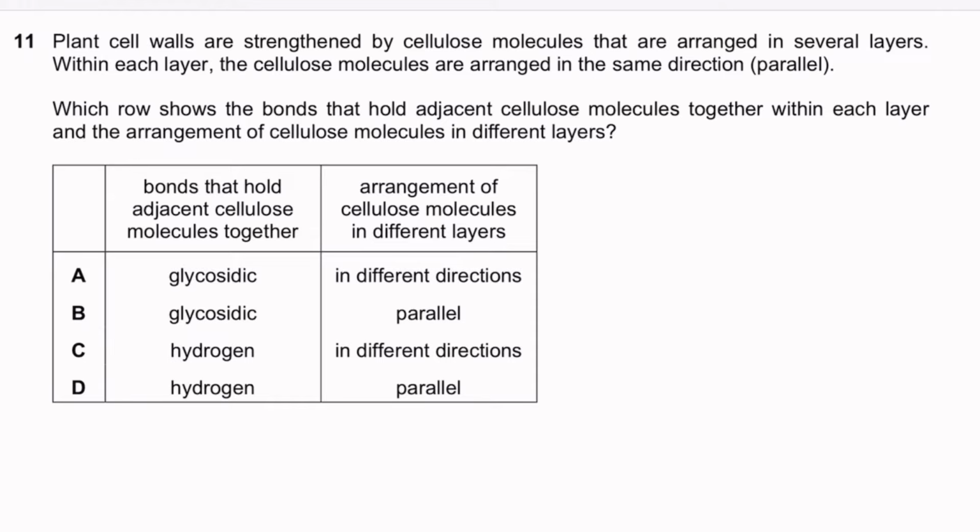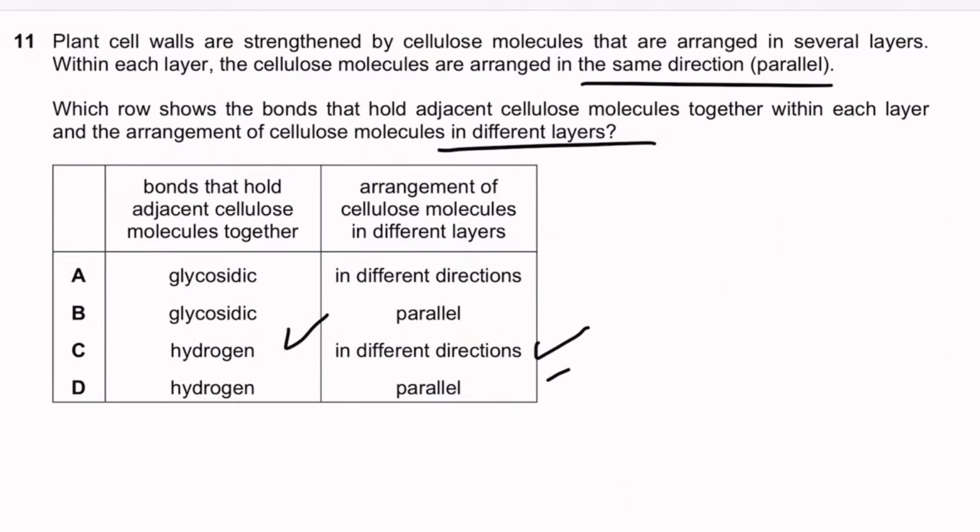Moving on. Plant cell walls are strengthened by cellulose molecules that are arranged in several layers. Within each layer, the cellulose molecules are arranged in the same direction. So yes, within each layer they are parallel to one another. Which row shows the bonds that hold adjacent molecules of cellulose together within each layer and the arrangement of cellulose molecules in different layers? Okay, so within the same layer, bonds that hold adjacent cellulose molecules together are going to be hydrogen bonds, and the arrangement of cellulose molecules in different layers are going to be in different directions.